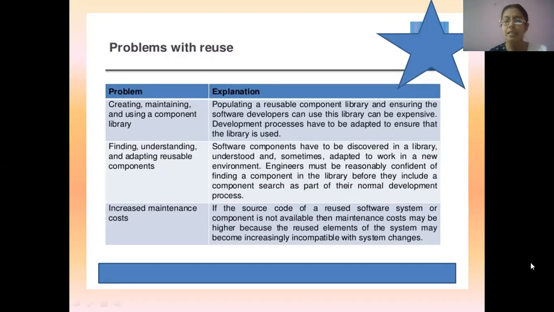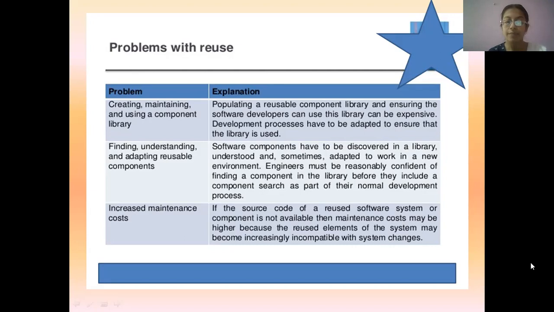Next is finding, understanding, and adapting reusable components. A software component has to be discovered in a library, understood, and sometimes adapted to work in a new environment. Engineers must be reasonably confident of finding a component in the library before they include the component search as part of their normal development process.